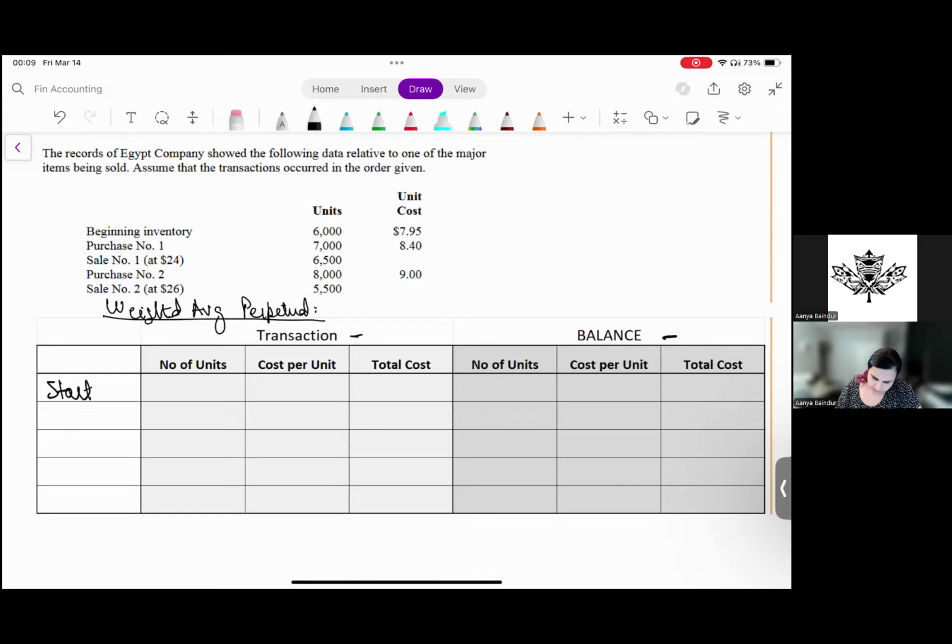So let's just go ahead and fill the amounts in. We are told we have 6,000 items, the cost of which is $7.95. So let's find the total cost of that. I'm using the calculator to just do 7.95 times 6,000, which gives us 47,700, right? Now let's go ahead and put down the purchases and sales as we see in this table here.